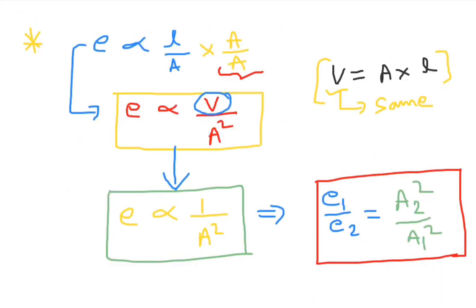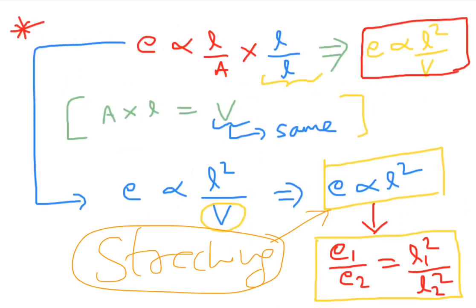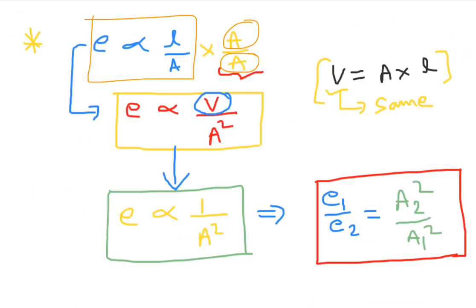Let us see the next one. So here E is proportional to L by A is there. In the numerator and denominator, I am multiplying with the cross-sectional area. In the previous case we observed we multiplied with length. Now we are multiplying the numerator and denominator by the cross-sectional area. So what will happen? In the denominator, you can observe here we have A and here also we have A, A into A square.